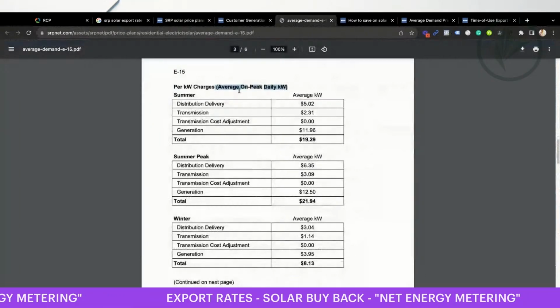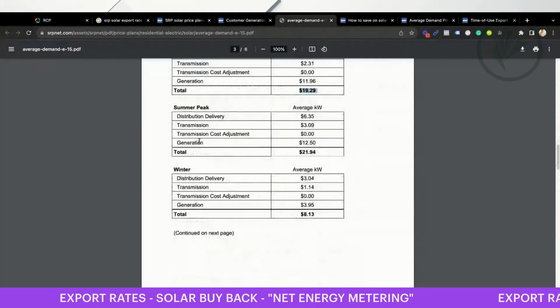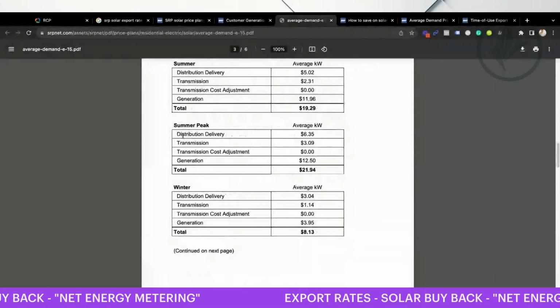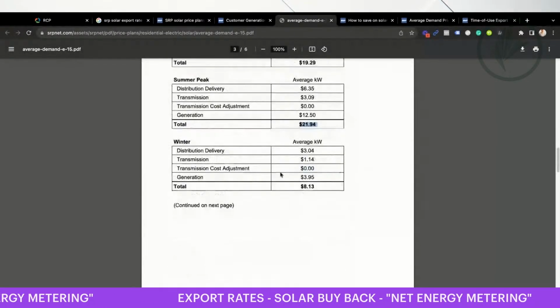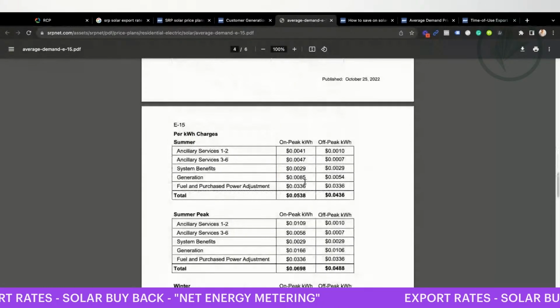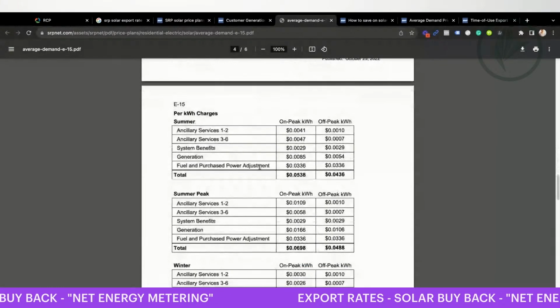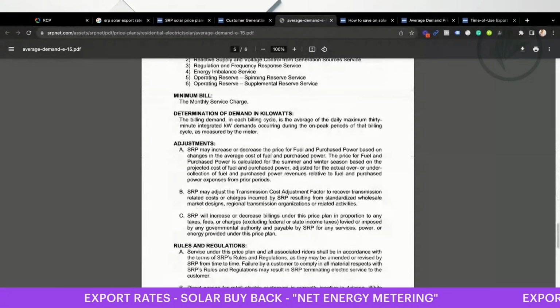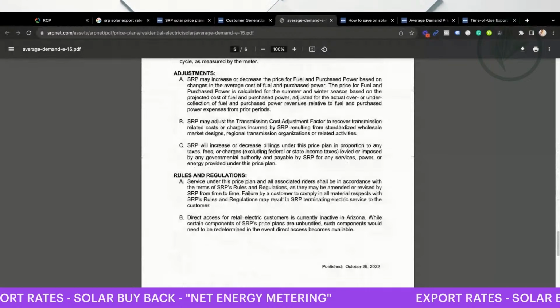So in the summer peak times, $19. Summer peak, $21 a kilowatt. Wintertime, $8 a kilowatt. And it just breaks down all this fun stuff. But we still haven't found the part about net energy metering.